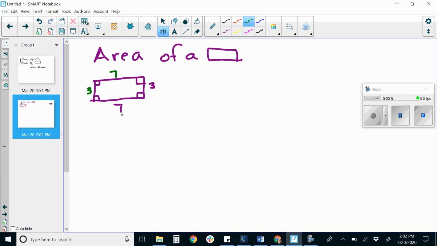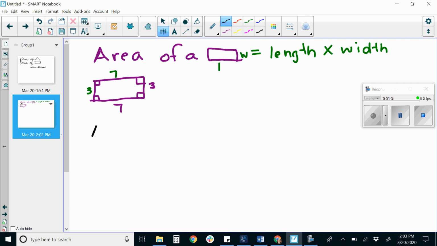So if I said find the area of this rectangle, first we need to know that area of a rectangle is length times width. Well, what are the length and the width? If I have a rectangle, the length is this side and the width is this side, or either way, it doesn't really matter. Every time I find area, I always rewrite the formula, which is area of a rectangle equals length times width. You might also see it written like this.